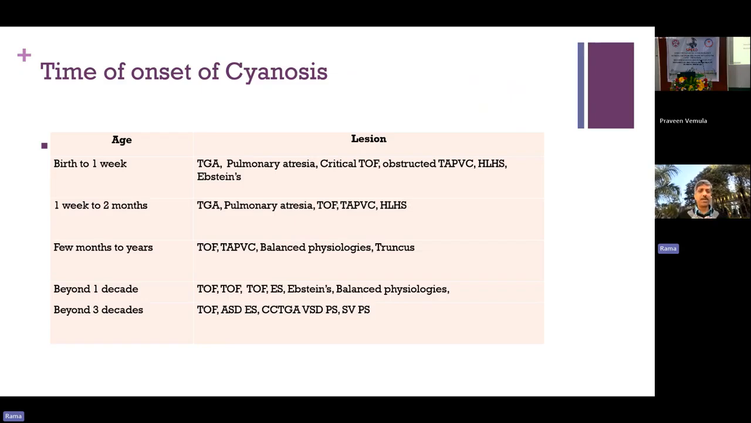Critical tetralogy behaves like pulmonary atresia and can present at birth or in the first week of life. Then it transitions from TGA, pulmonary atresia, TOF, TAPVC, HLHS to TOF becoming the most common lesion beyond a few months to a few years of life. Then you have TAPVC, balanced physiologies, and truncus. By the first decade, it is TOF, TOF, TOF. Then Eisenmenger syndrome, Ebstein, and balanced physiologies come into the picture. Beyond 3 decades, it is TOF, ASD Eisenmenger, CCTGA, VSD with PS, and some form of single ventricle with PS. So the onset of cyanosis helps you in differentiation.